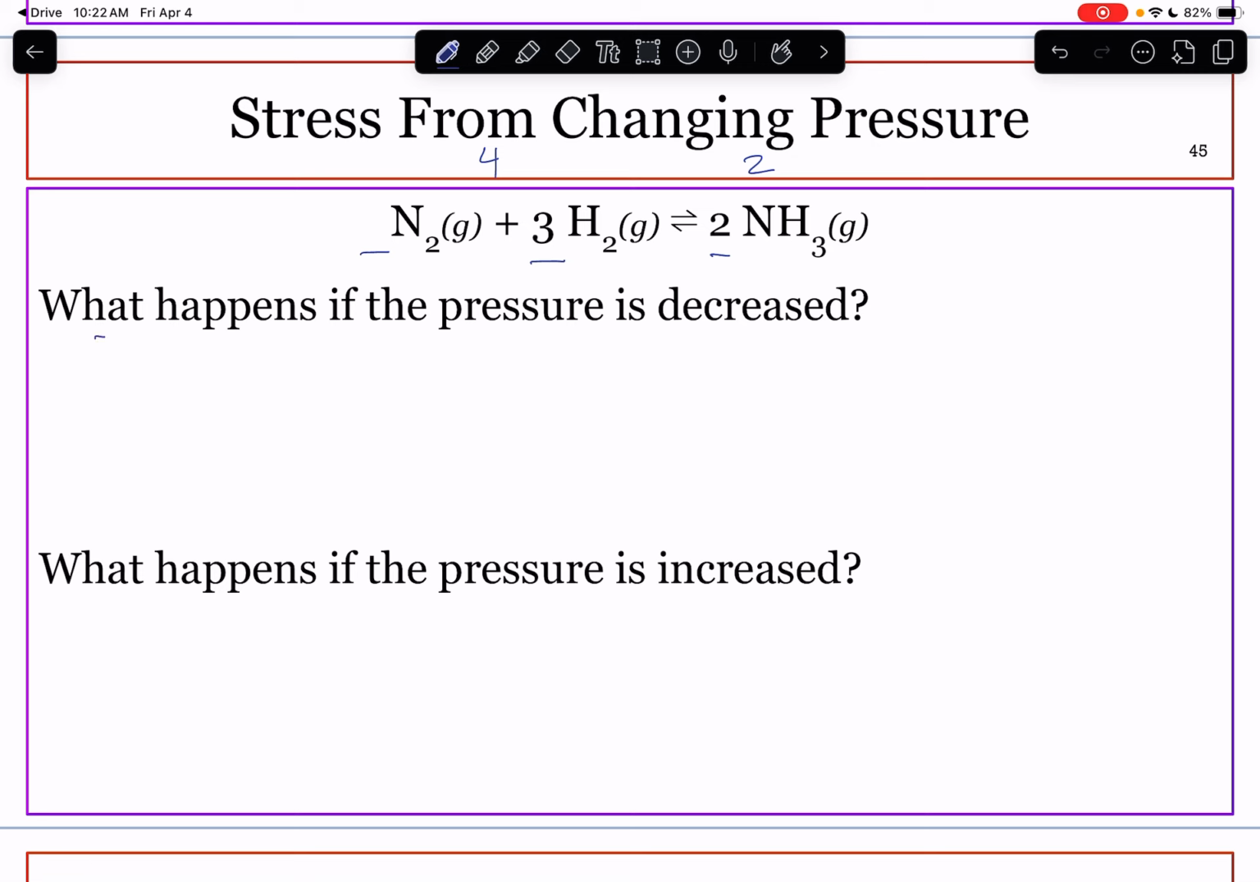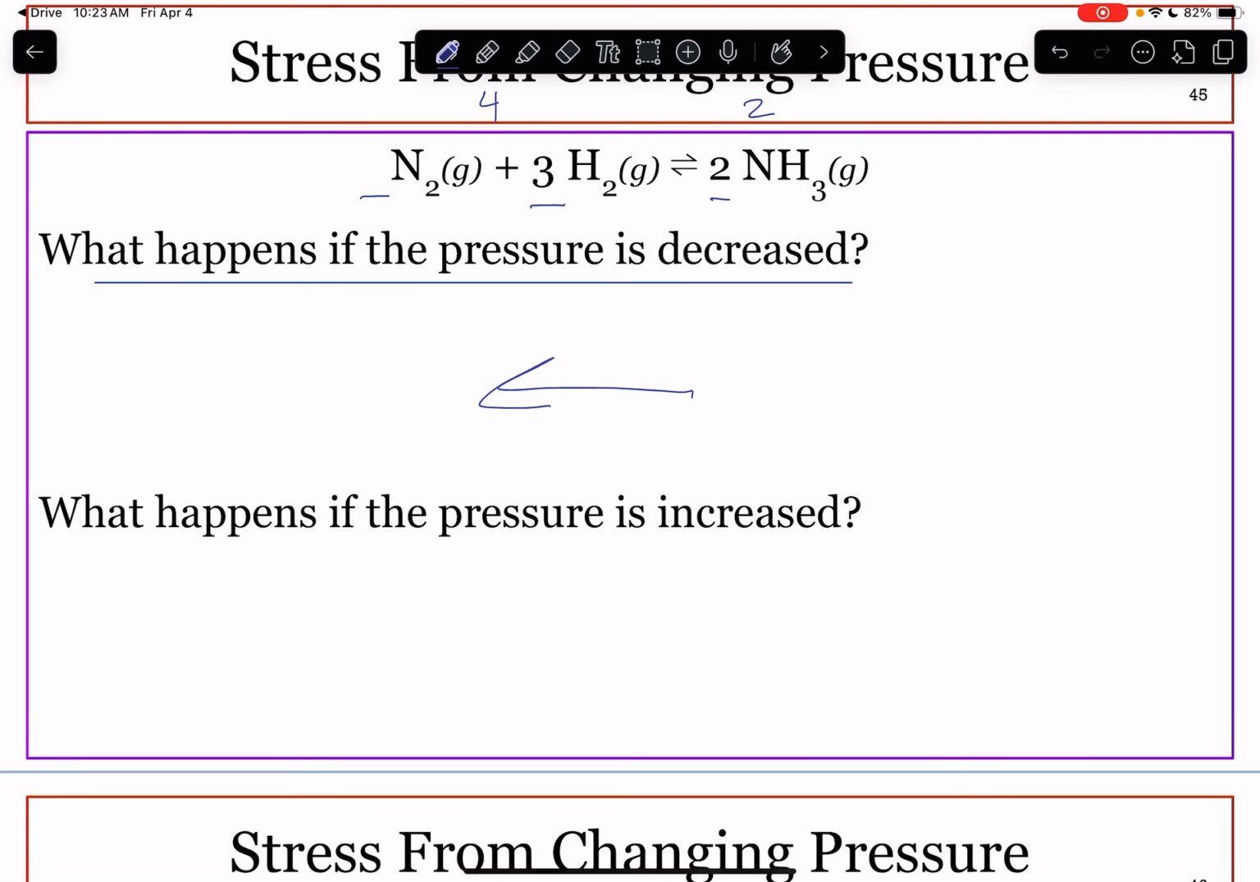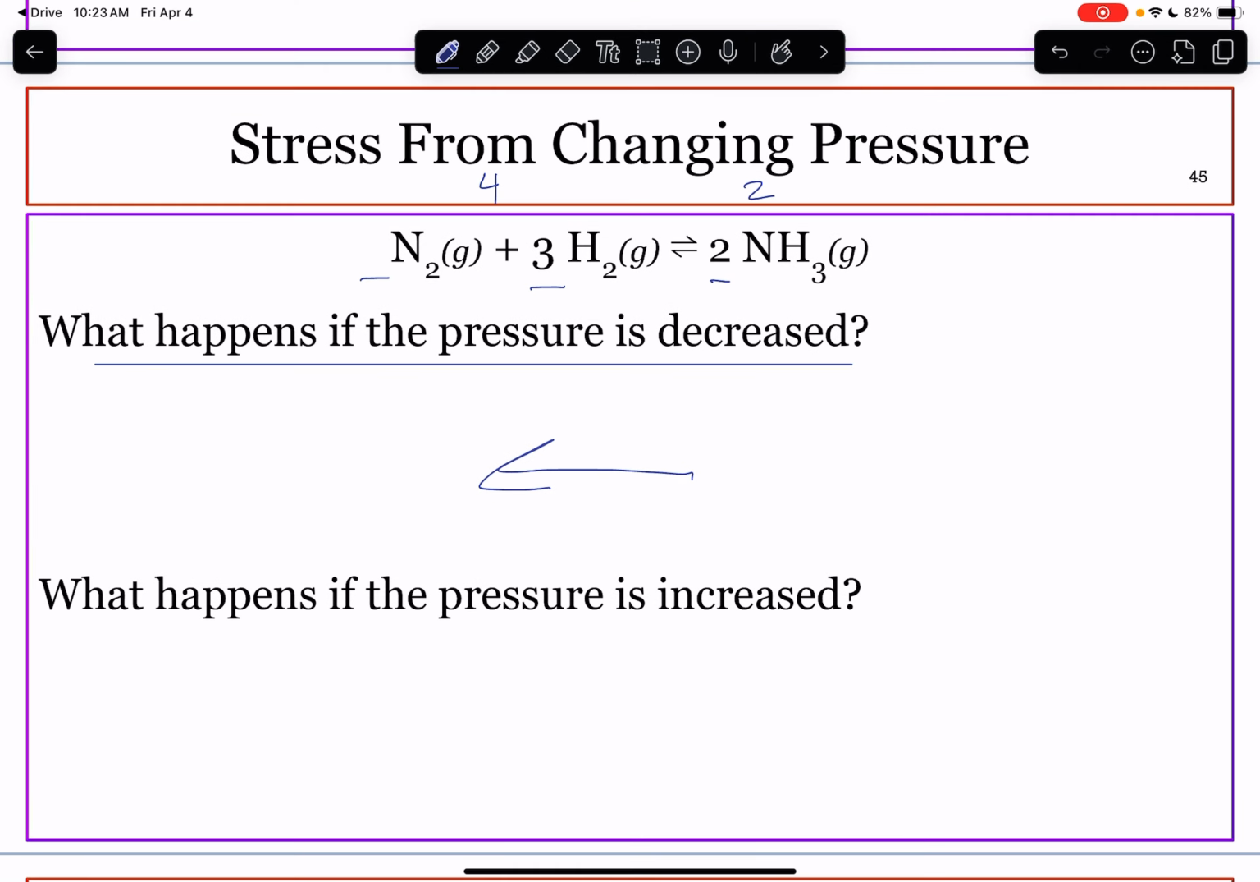So in the sample problem, what happens if the pressure is decreased? Nature's going to want to increase the pressure back to normal, so it's going to shift towards the side with more moles. So it would shift towards the left. And then the opposite is true for this problem. What happens if the pressure is increased? That means nature will want to decrease the pressure back to a normal pressure, which is going to shift to the side with fewer moles, which in this example is to the right.